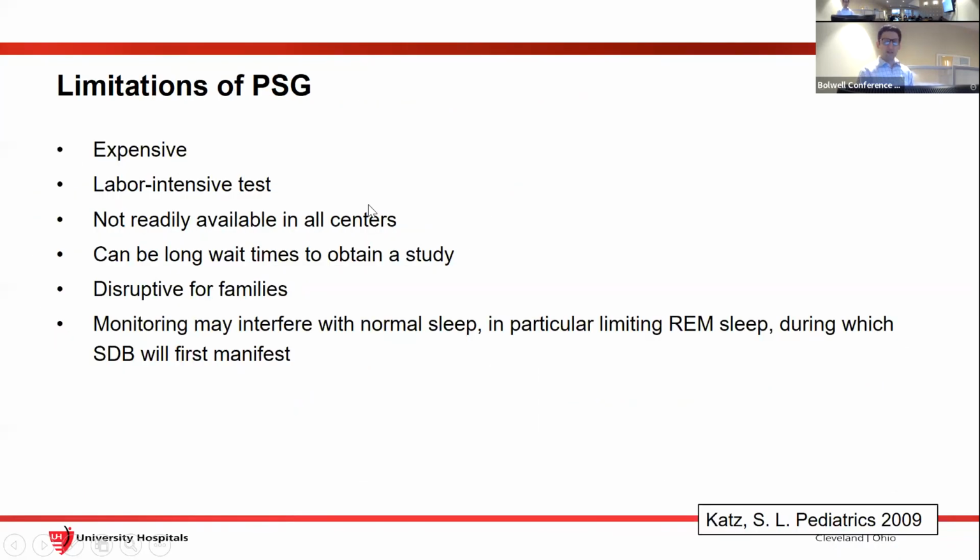Well, what are the limitations of an in-lab PSG? First of all, it's expensive. That's not necessarily exclusive to neuromuscular disease. It's labor intensive. It's not readily available in all centers. In Cleveland, we're blessed to have a high-powered sleep city, but it's not the case everywhere. There can be long wait times. It's disruptive for families, and monitoring may interfere with normal sleep, in particular limiting REM sleep, during which the sleep disordered breathing may manifest.